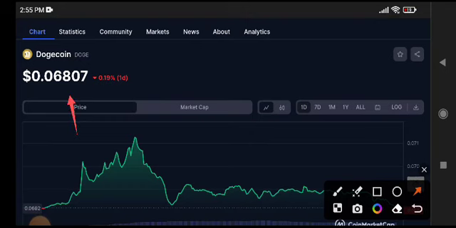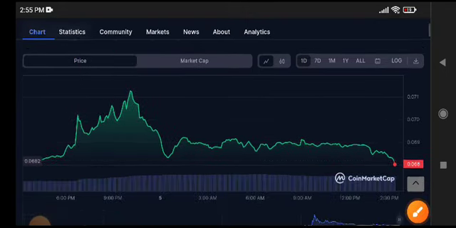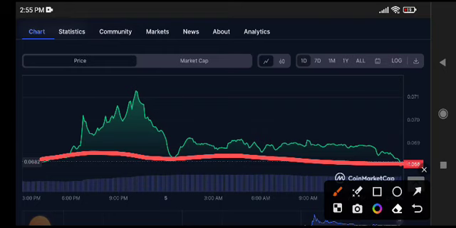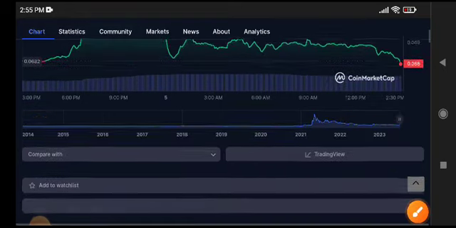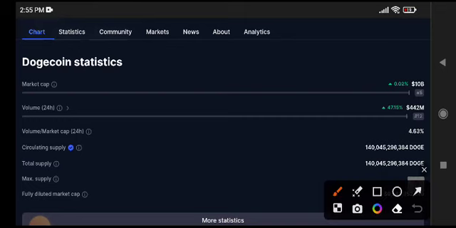0.06807 is the current price of Dogecoin. 0.19% negative change occurred in the last 24 hours. Currently, you can see it's completely on a strong resistance level, guys. So obviously, once it breaks this resistance level, in that case, the price will dump very badly, guys. A very bad scenario for Dogecoin. You can see a 47% volume increase.